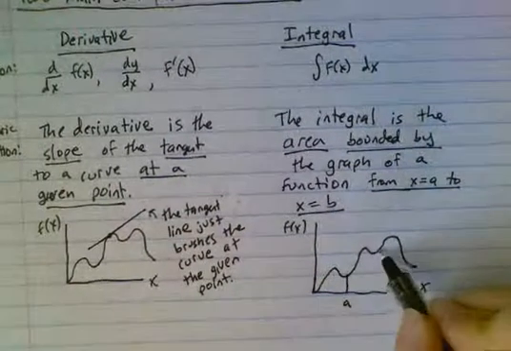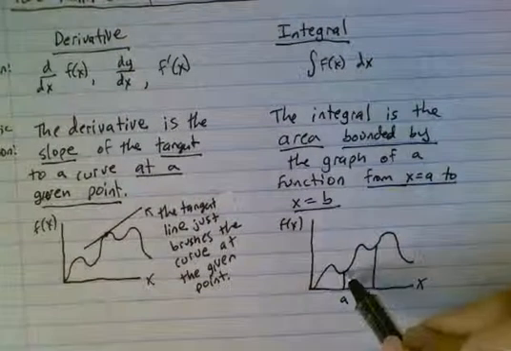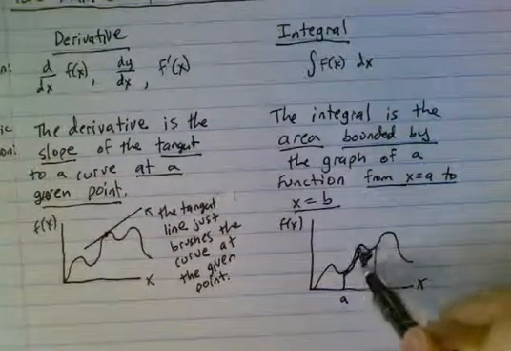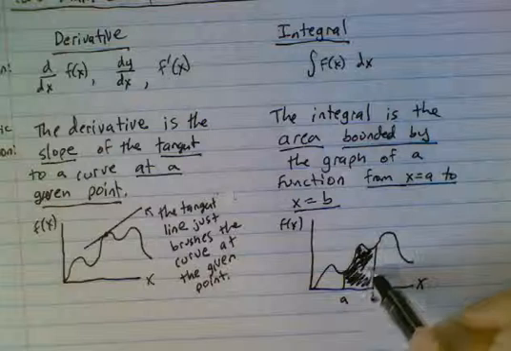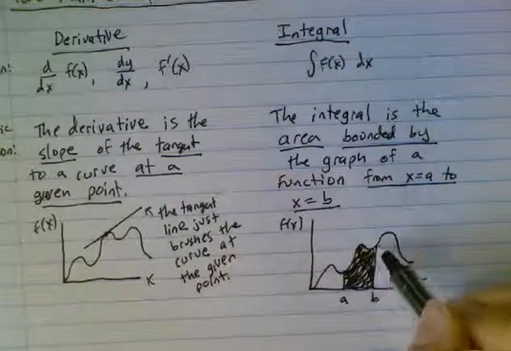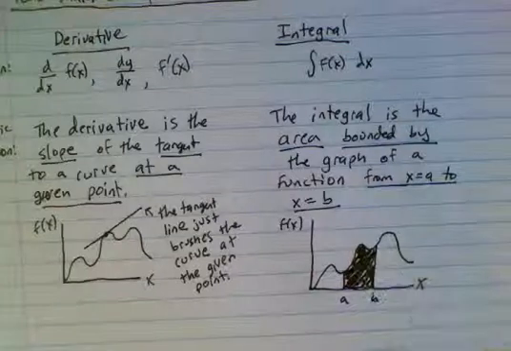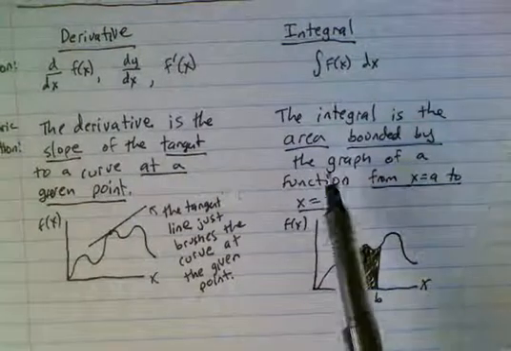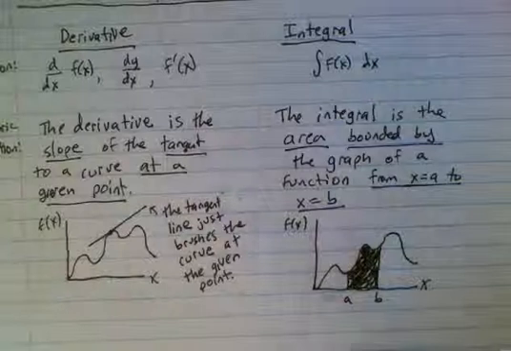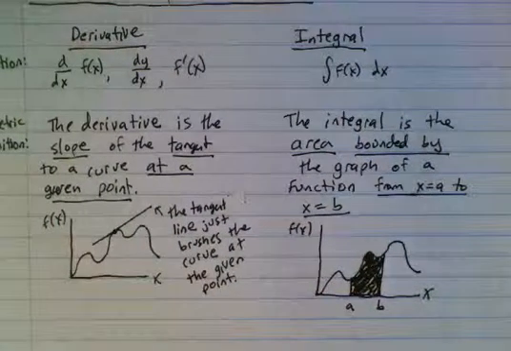The area under the curve from a to b, whatever values of x a and b are, is the area under the curve, or the area bounded by the curve, these two lines, and the x-axis. So really when we're looking at the integral, we're talking about area. When we're looking at the derivative, we're talking about slope. Those are the two basic ideas in calculus, and they're also the ones that we were talking about on the previous page.